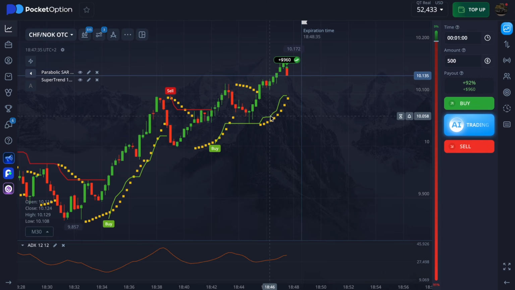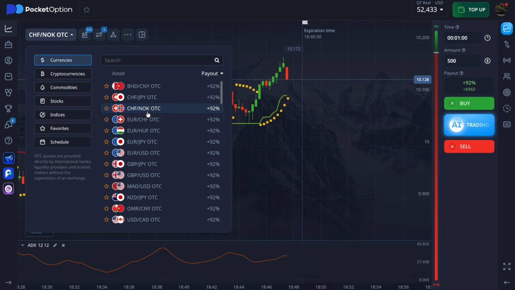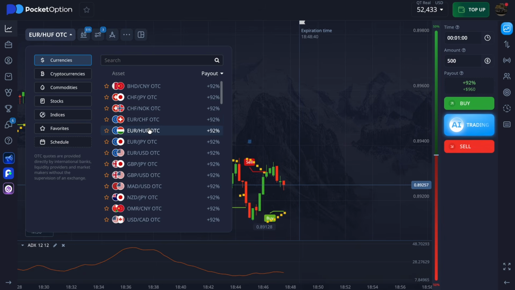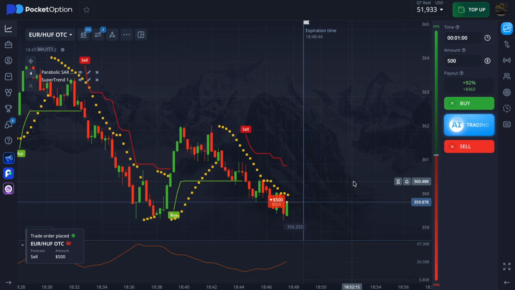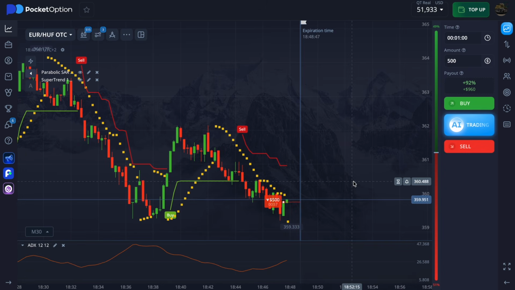Now I'll take a look at what else is on the charts. Maybe I'll be able to find some good market situation where I can enter a down trade, and I literally find this market situation right away. So what do I see on this chart?